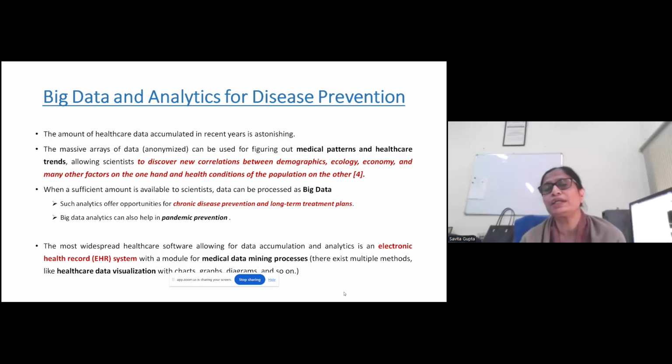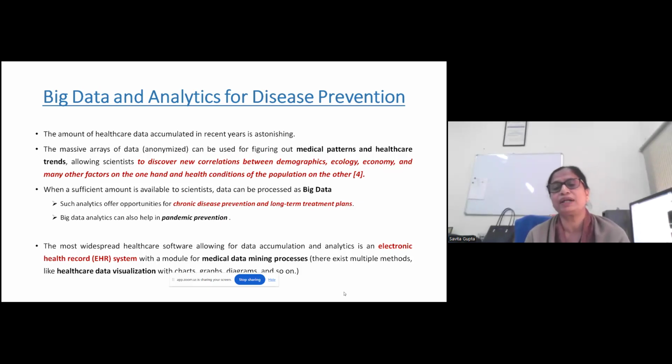So this big data analytics technology can be used for precision medicine, for genetic profiling and stem cell therapy. Such data analytics offer opportunities for chronic disease prevention and long-term treatment plans. Even pandemics can be prevented by applying big data analytics.